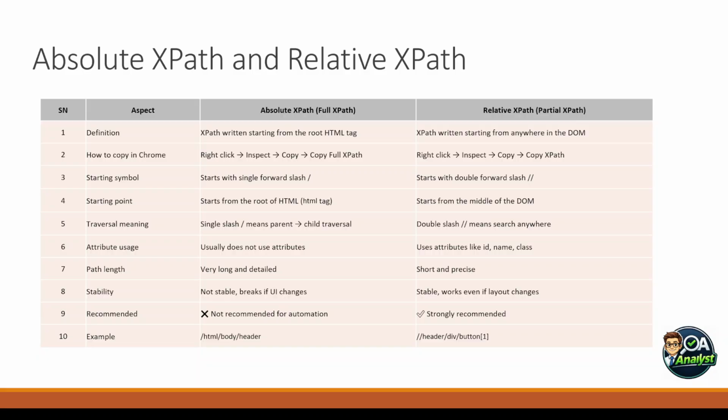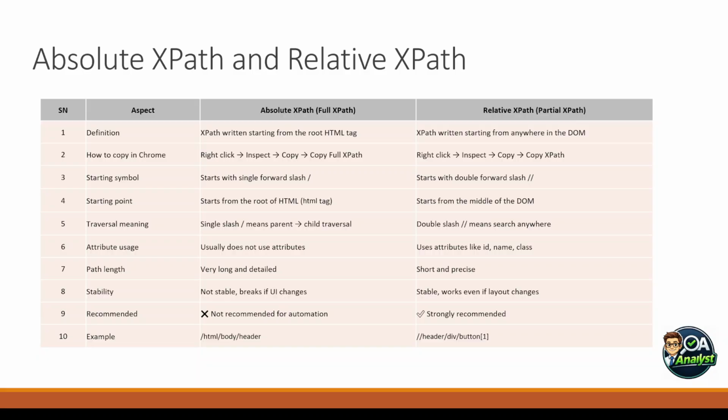Relative XPath does not start from the root. Instead, it starts from anywhere in the middle of the DOM. So this is why Relative XPath always starts with a double forward slash. Double slash means search anywhere in the page. Okay, so for example, double slash header slash div slash button. Okay, so you can follow it like this.